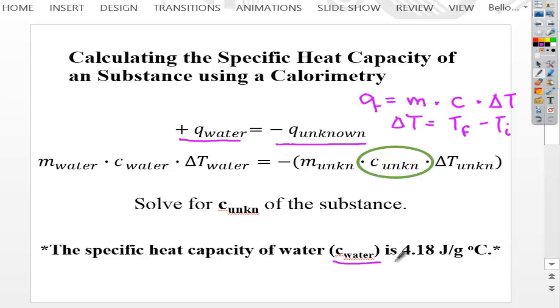Keep in mind that the specific heat capacity of water is 4.18. Also, yesterday during the lab, what did you guys notice about the specific heat capacity on both trials, on the different ways? They were the same, okay? Specific heat capacity only changes per material. It doesn't matter the temperature, it doesn't matter what mass you have of the sample. If it's the same material, it's going to have the same specific heat capacity, okay? So keep that in mind.